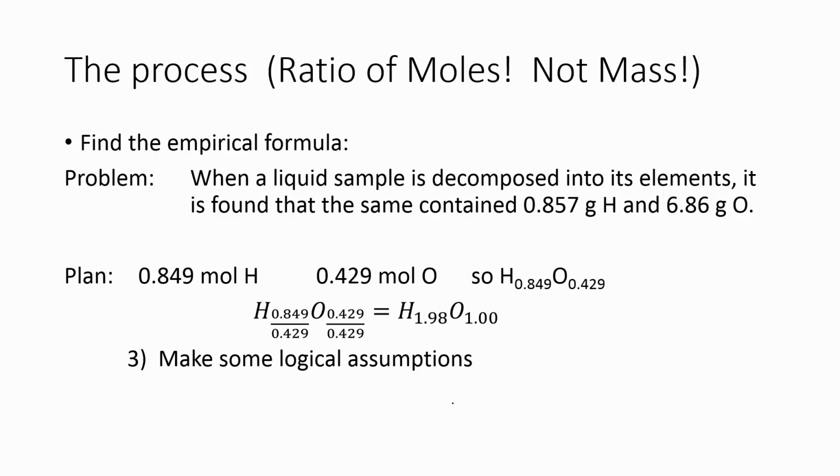So when we do that, we get 1.98 for hydrogen, and not surprisingly, the smallest one divided by itself is 1. At this point, you're going to have to make some logical assumptions. You're going to have to say this probably isn't H198 to O100, or whatever the simplest whole number ratio of that would be. What you're going to say is, experimentally, I'm pretty close here to H2O. So I'm just going to say this is H2O. Voila.